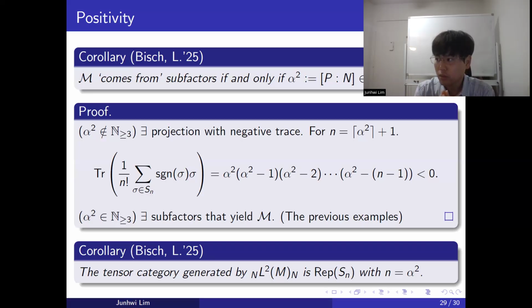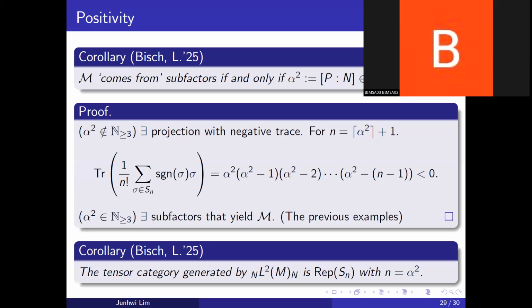Then the bimodules associated to those subfactors, sorry, the fixed point algebra will become the object N, and the endomorphism category generated by the original hyperfinite II_1 factor over the fixed point algebra will become rep Sn. Okay, I see.